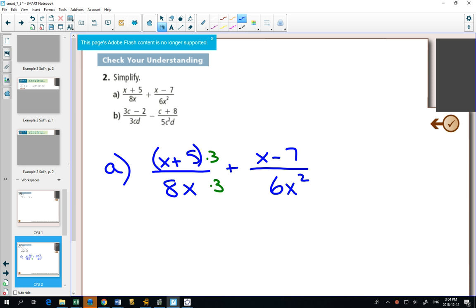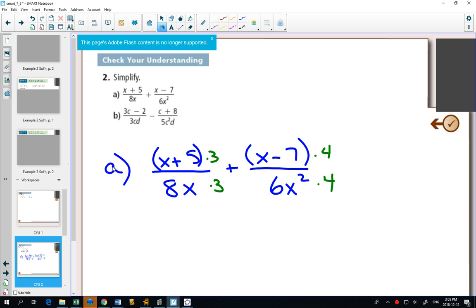I'm going to put the top in brackets because it's going to get distributed. And the second one, I need to multiply the top and bottom by 4. That would give me 24. The numbers would be the same. Next, I look at my variables. Under the first fraction, I have an x. Under the second fraction, I have an x squared.